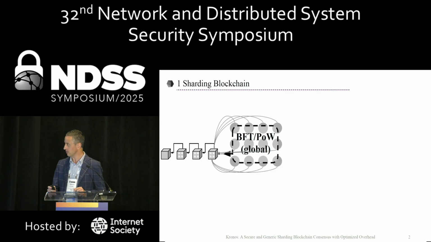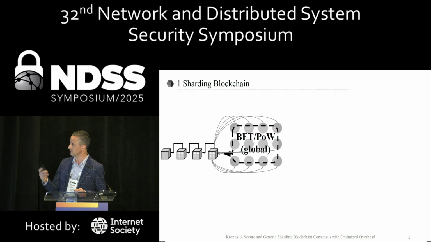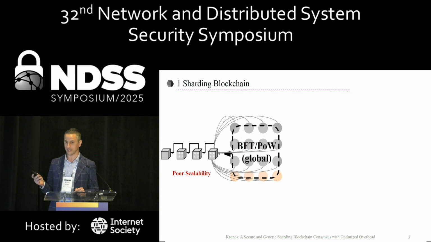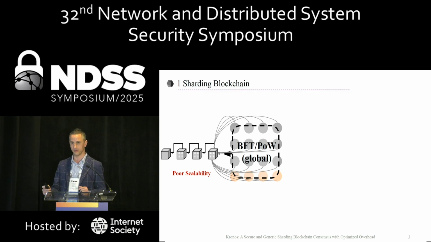So let's go through some introduction. We know how blockchain works. At the bottom, we have a consensus protocol, which is BFT, Byzantine fault tolerant, or proof of work, or other things, and with this, nodes reach consensus. The issue is that it's poor in scalability, meaning that if we increase the number of nodes in the network, all the nodes still need to be involved in finalizing and confirming the transaction.